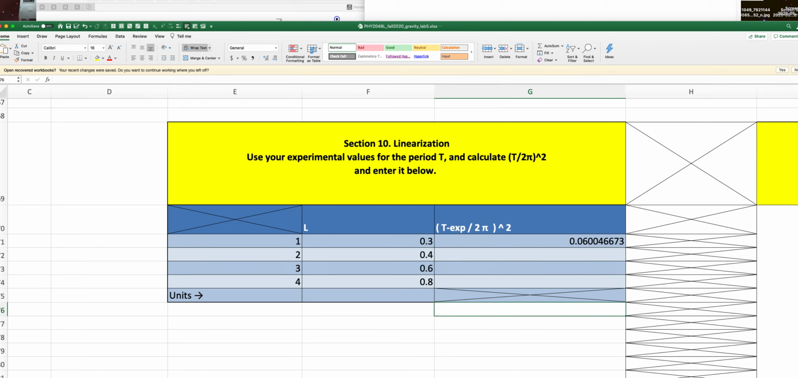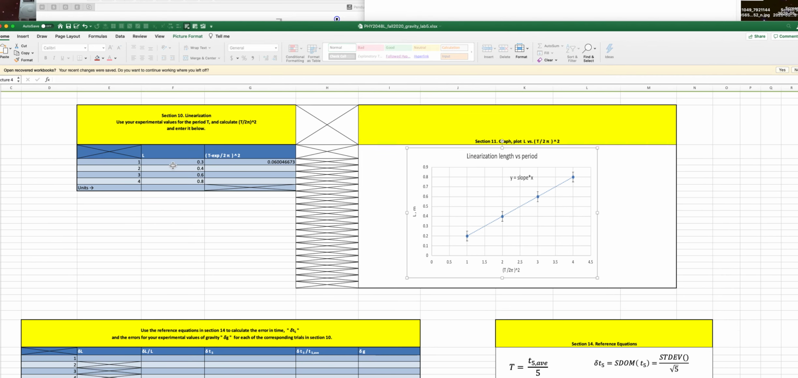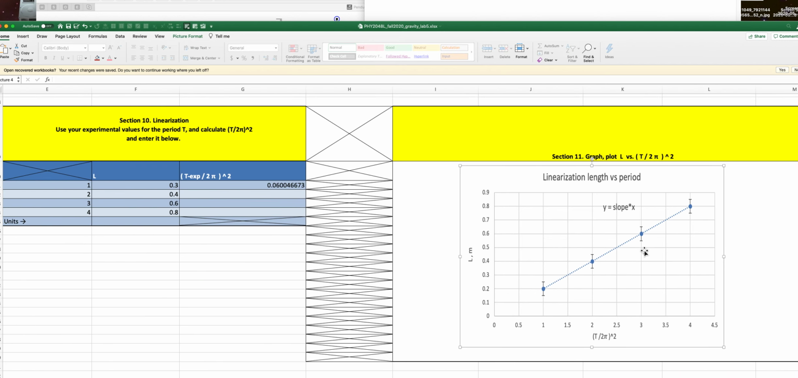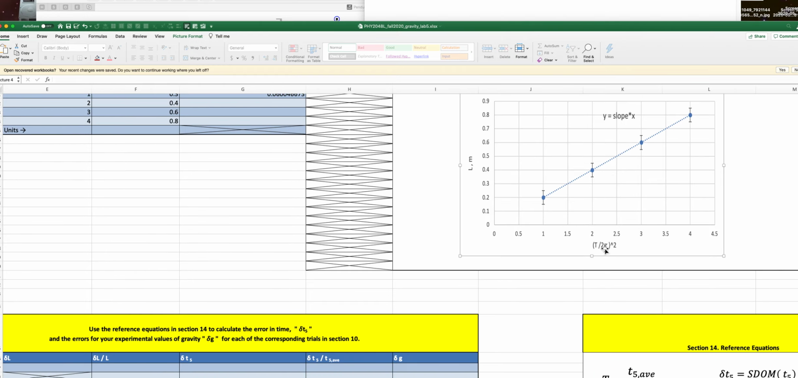And then once you've done that, you're going to create a plot here of length on the vertical axis and this number on the horizontal axis. And when you do that, you're going to enter that plot here. The reason why I recommend that you use this equation versus the one that the manual gives you is that the slope is automatically going to equal gravity. So once you get your slope here, that's going to be your experimental value for gravity.